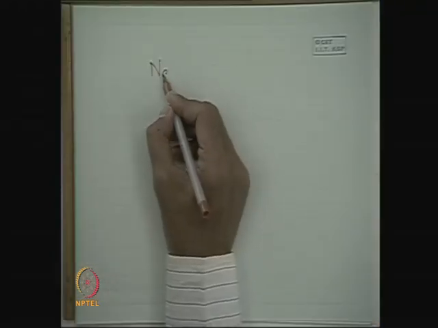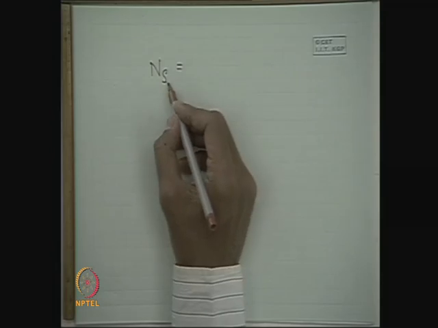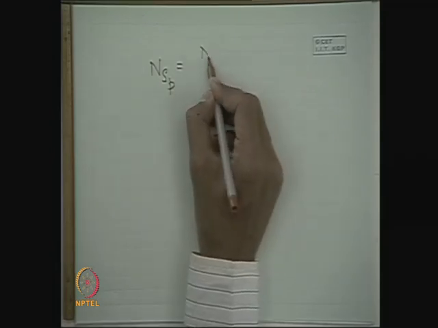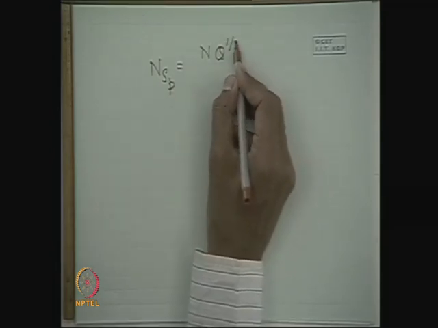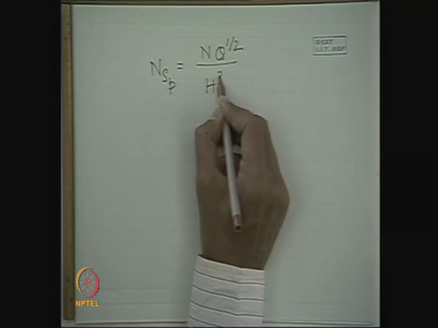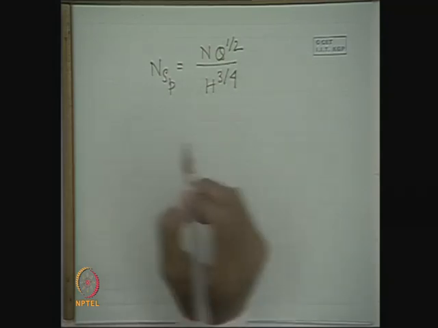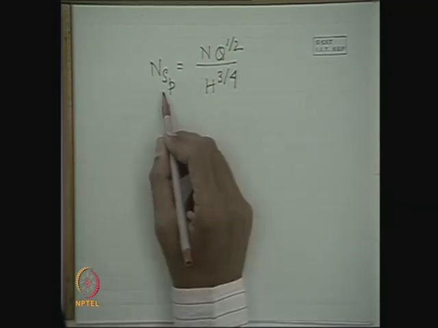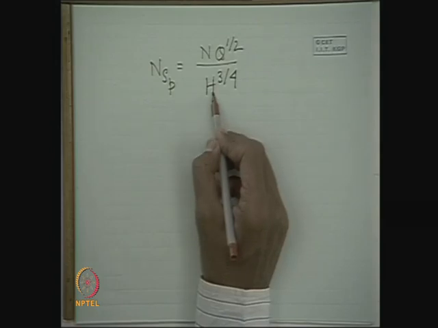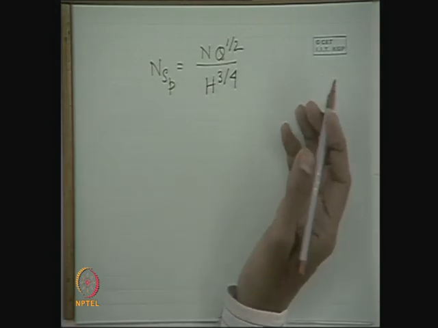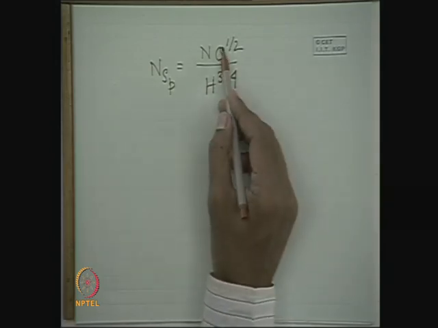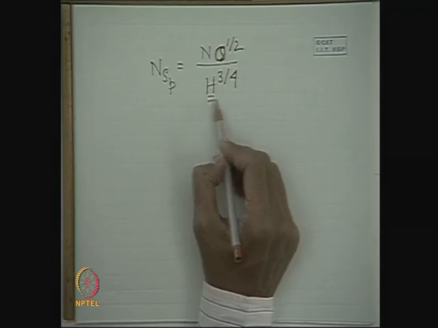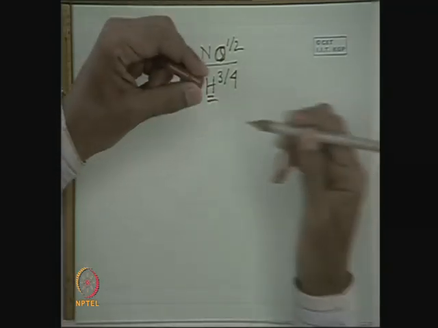In other words, the specific speed, if you recall the definition of the specific speed of a pump, the dimensional specific speed, N Q to the power half by H to the power 3 by 4. So the specific speed for an axial flow pump is high. That means compared to that of a centrifugal pump, it handles more flow but at a lower head.